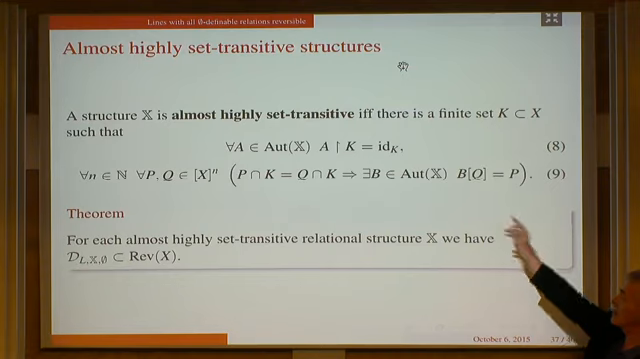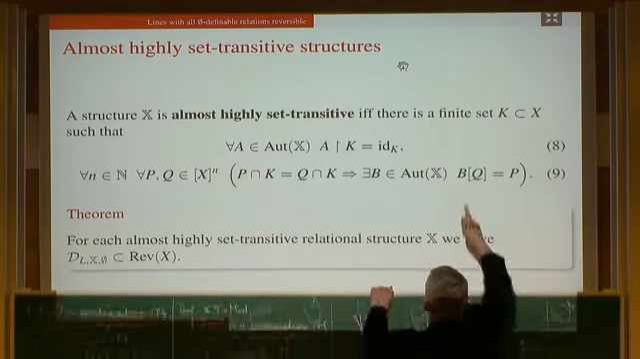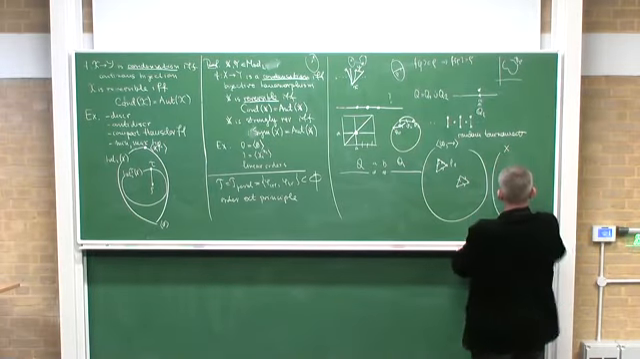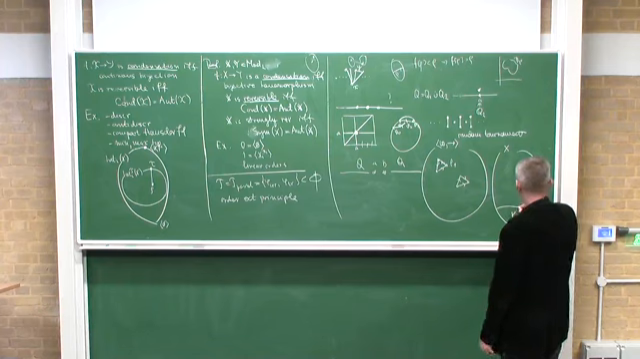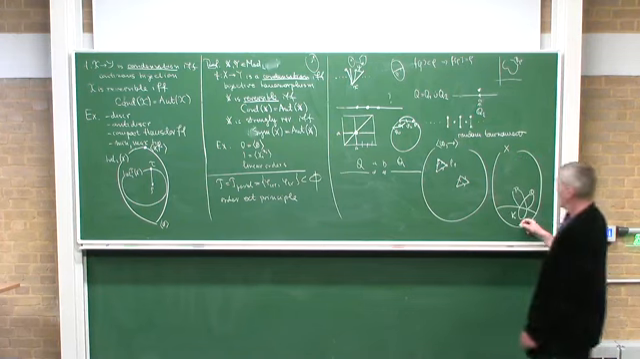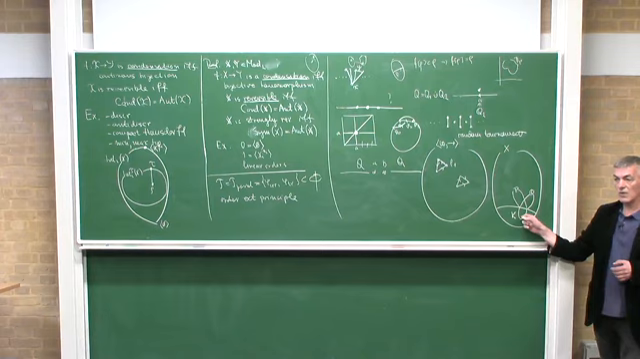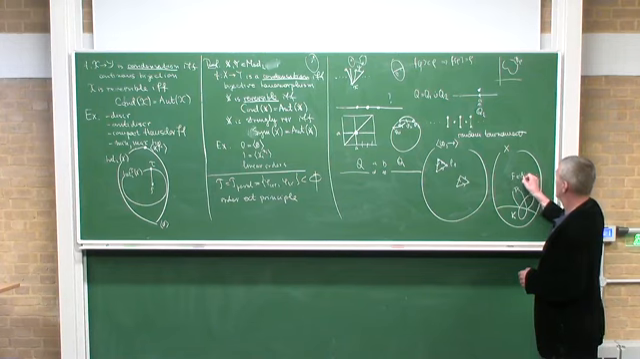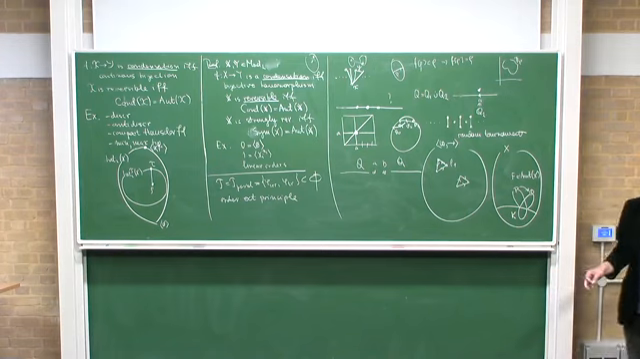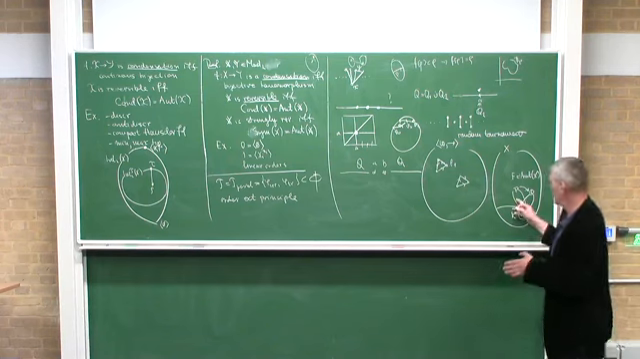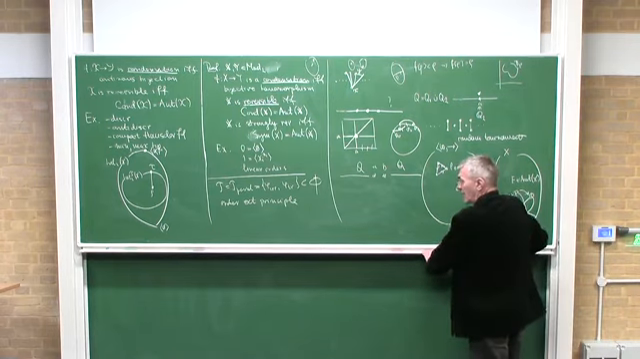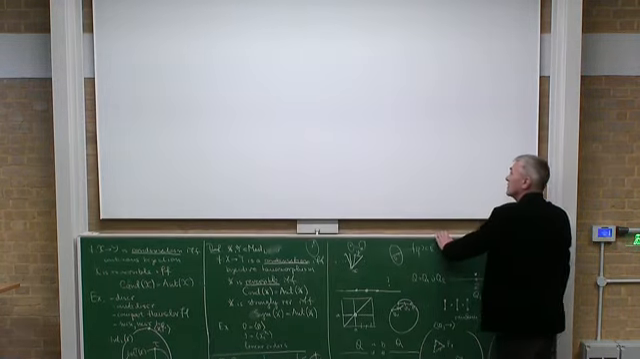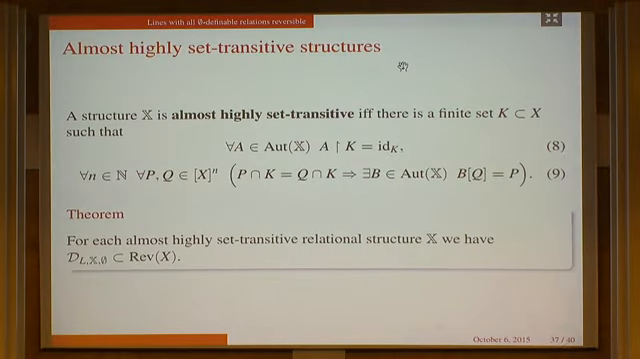A structure X is almost highly set transitive if and only if it has the following property. We have a structure, and a finite set K, such that for each 2 finite sets P and Q having equal intersection with K, there is an automorphism F of X which maps P to Q. This is almost set transitive. It is clear why: the model of this set K, which is a fixed and finite set. And for each almost highly set transitive structure, we have that all definable relations are reversible relations.